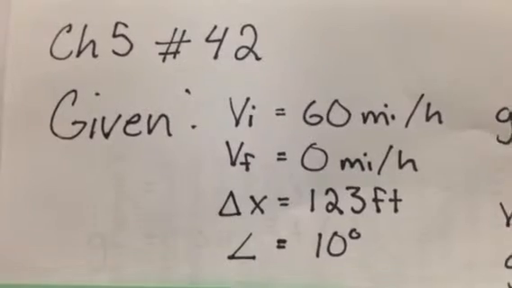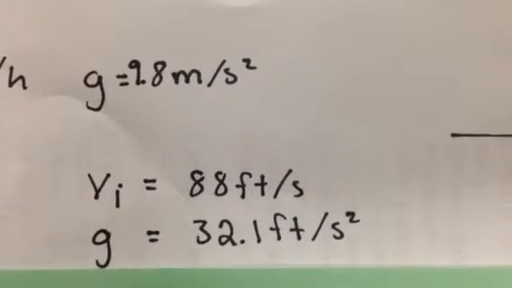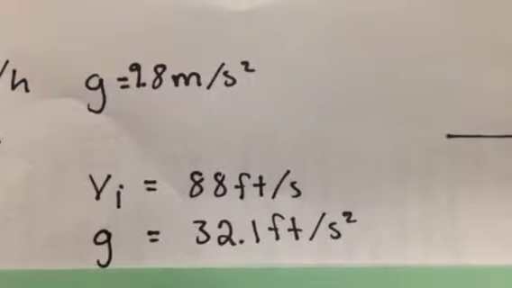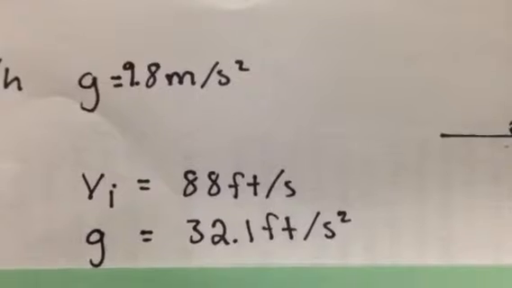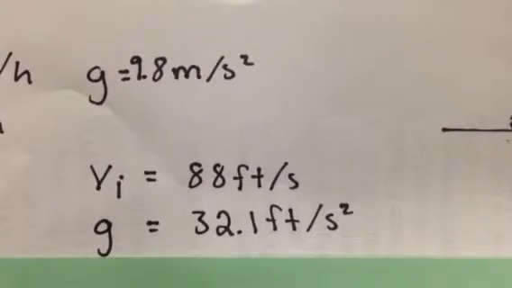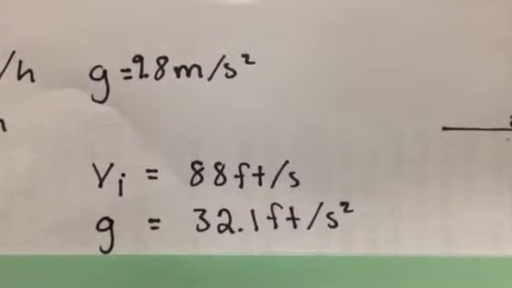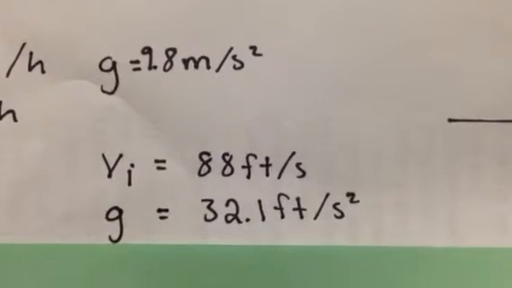To continue with the givens, we know that gravity is 9.8 meters per second squared, and converting the velocity and gravity to feet, we get 88 feet per second for initial velocity, and 32.1 feet per second squared for gravity.